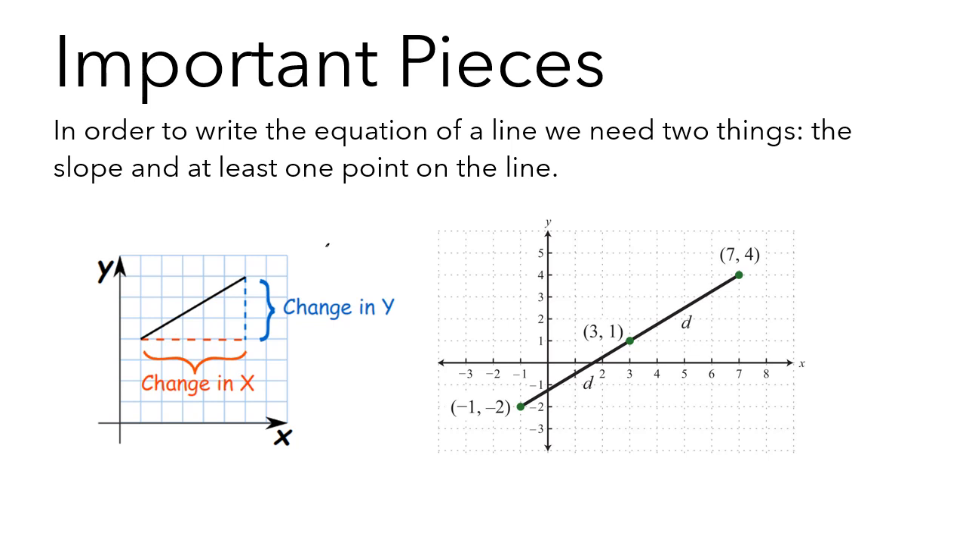Remember, the slope is the change in y, or how much it goes up or down, divided by the change in x, how much it goes left or right. And when I say a point on the line, I mean a coordinate point that happens to be on the line. It doesn't have to be in the middle or at the end. It can be anywhere on the line. So we need those two pieces.